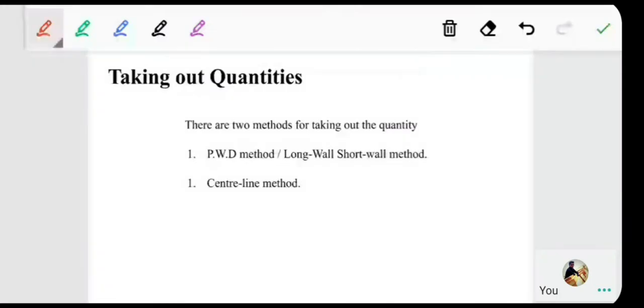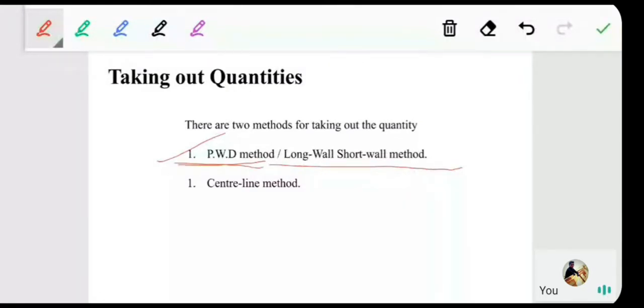The first method is the PWD method, the long wall short wall method. This particular method is used by the PWD. That's why it's called the PWD method. Most of the estimates prepared by the PWD are done as per the PWD method. That's why it is known as the PWD method. Another is the second method.